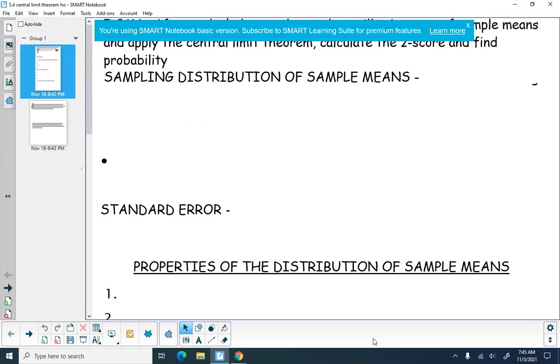All right, the last section in this chapter. It's called the central limit theorem.